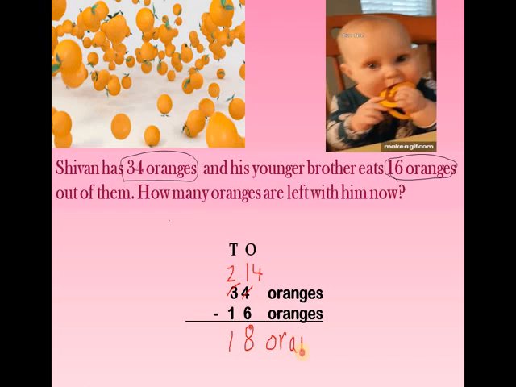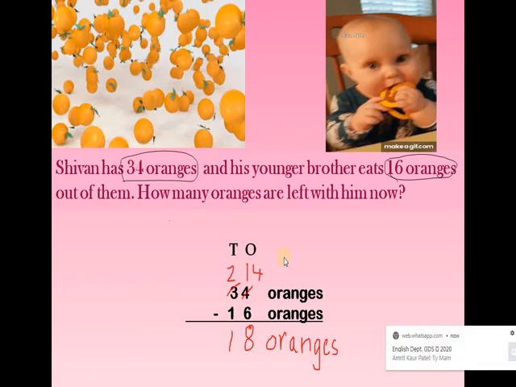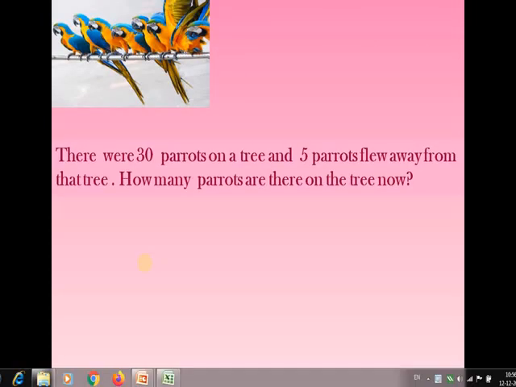And he is a good boy. He is sharing his things with his younger brother. Okay. So 18 oranges are left with Shivan to eat. And he's a good boy. He loves sharing.